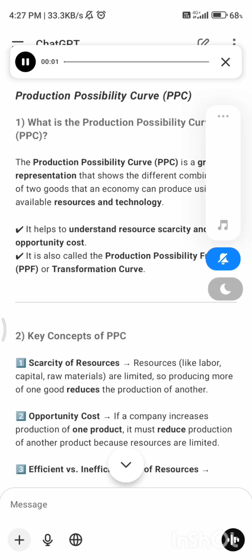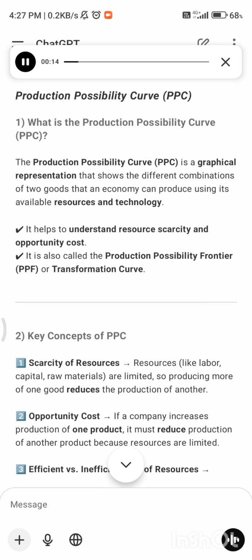1. What is the production possibility curve (PPC)? The production possibility curve (PPC) is a graphical representation that shows the different combinations of two goods that an economy can produce using its available resources and technology. It helps to understand resource scarcity and opportunity cost. It is also called the Production Possibility Frontier (PPF) or Transformation Curve.